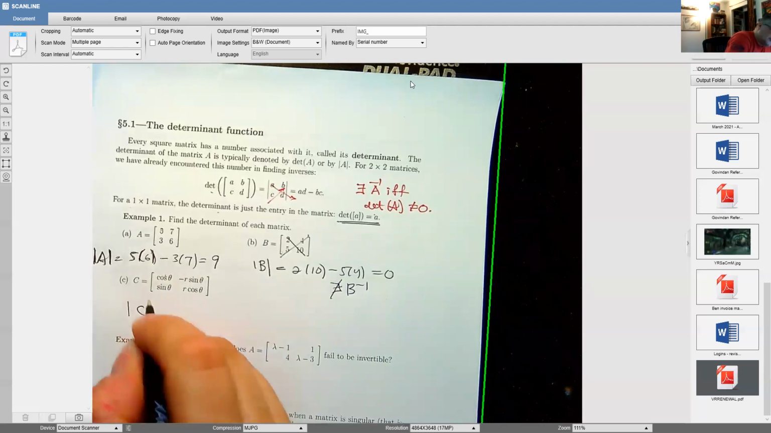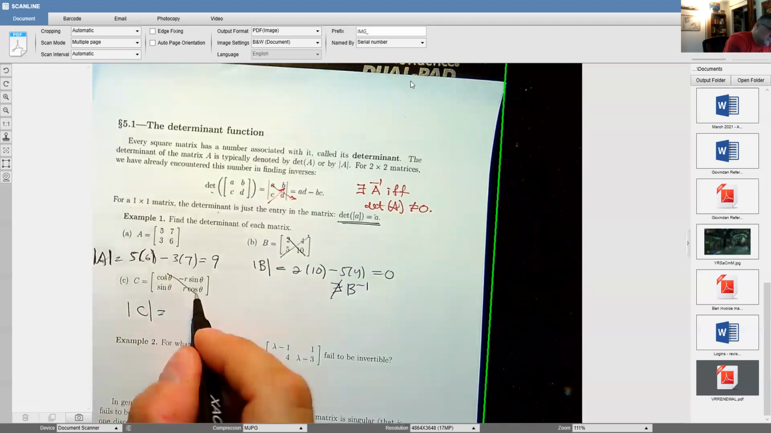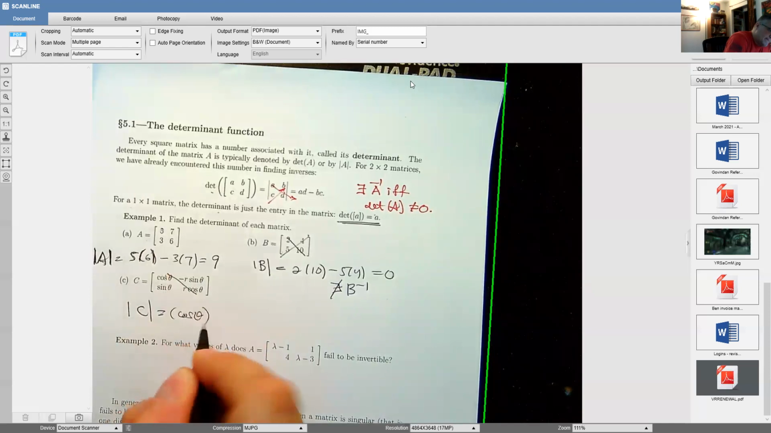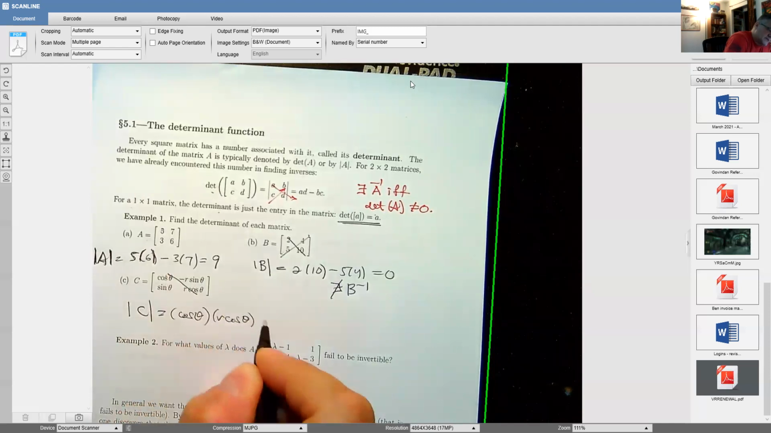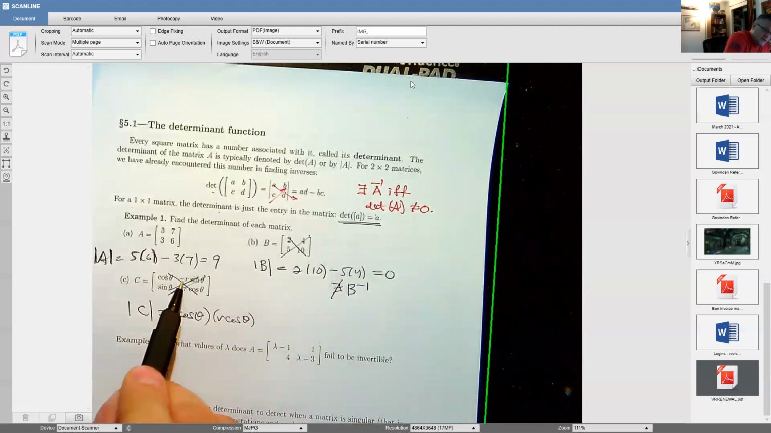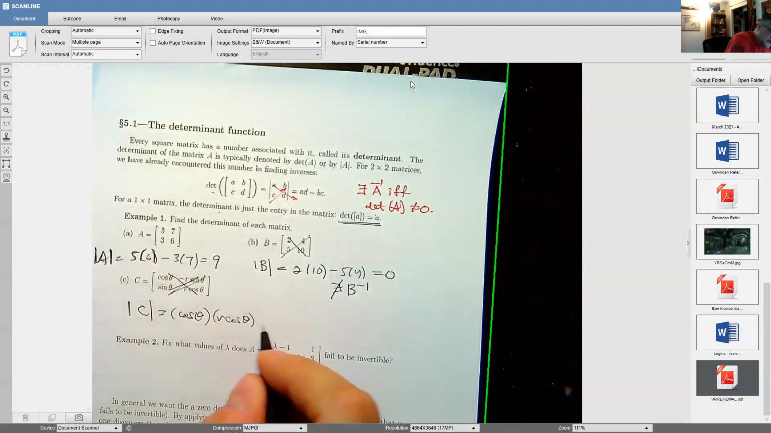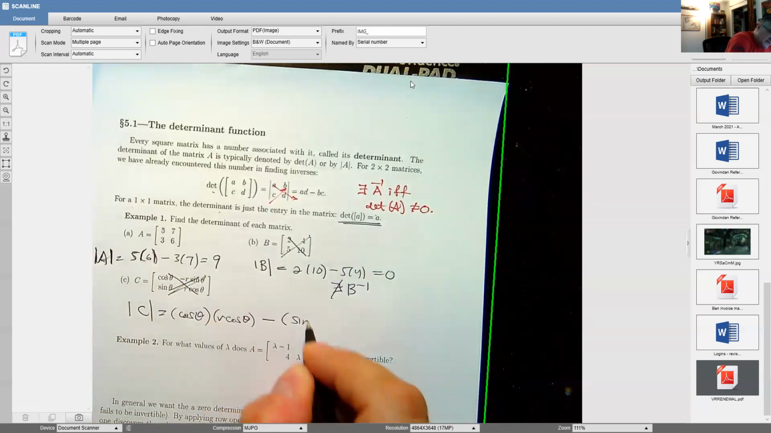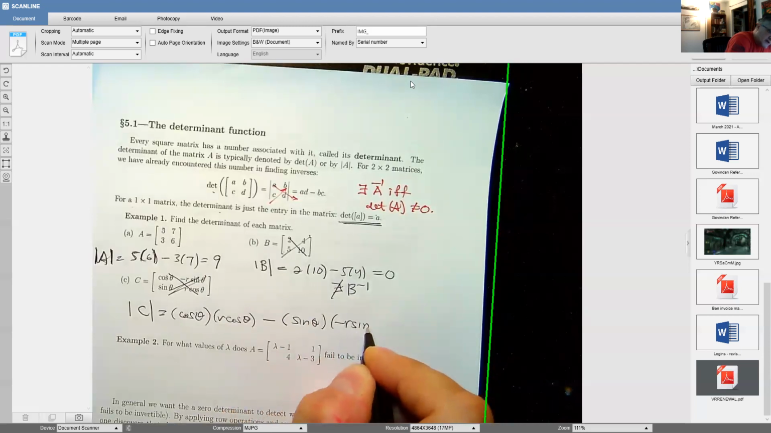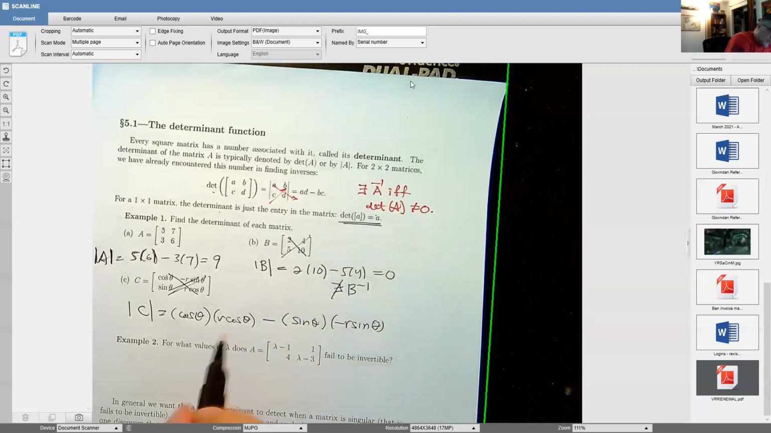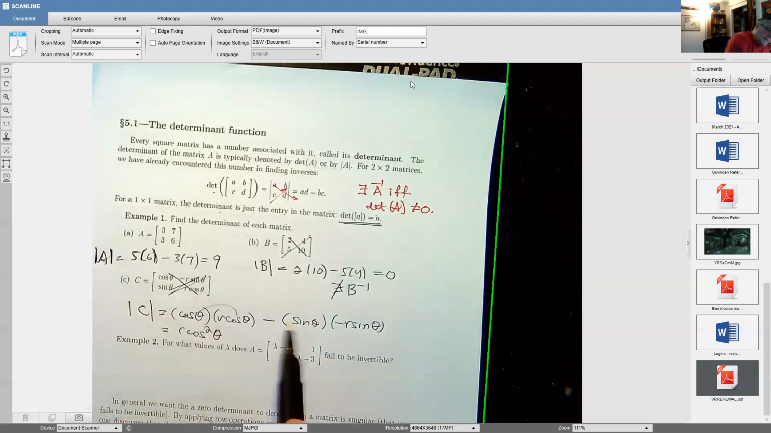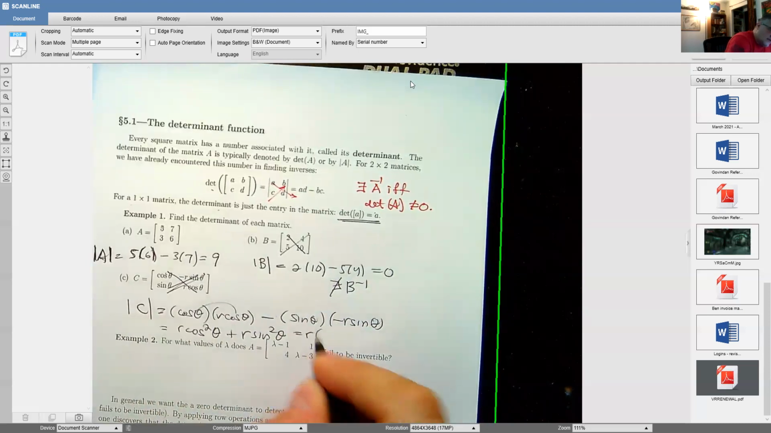All right, but the determinant of C, multiply down that way, and then subtract up that way. But notice we already have another negative. So I'll put it in as minus sine theta times minus r. Just to remind you that you are subtracting here, but we're going to quickly simplify this. This is r cosine squared of theta, so there's two of those, plus r sine squared of theta. And yeah, you could yank an r out.